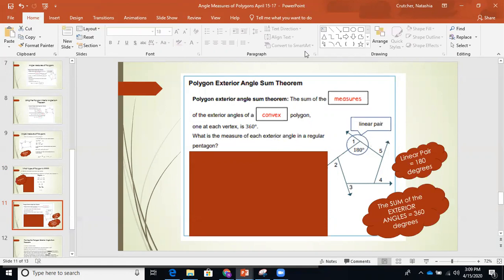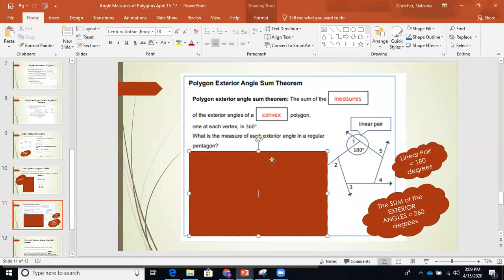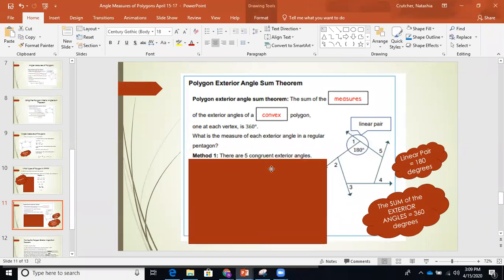So again, to create an exterior angle, we are just extending the sides of our polygon. In this case, it is a pentagon, so just extending those sides. Our first method is that there are 5 congruent exterior angles. Those 5 exterior angles are here. We have this exterior angle, exterior angle, exterior, exterior, exterior. So they're all on the outside.